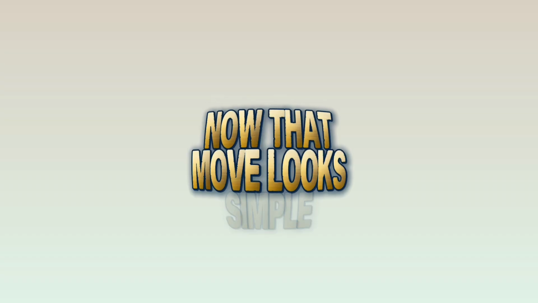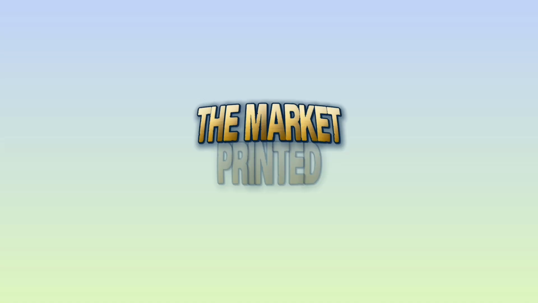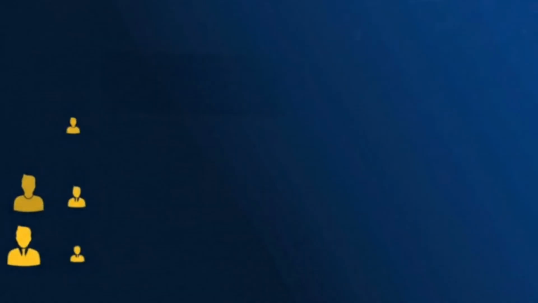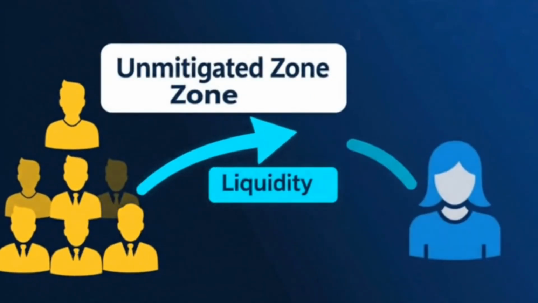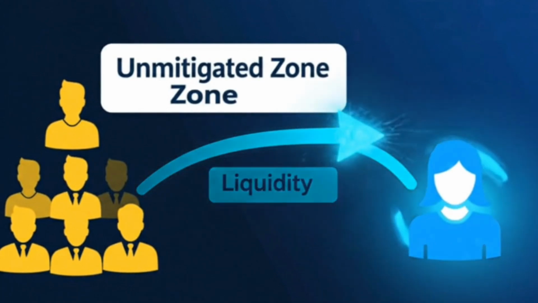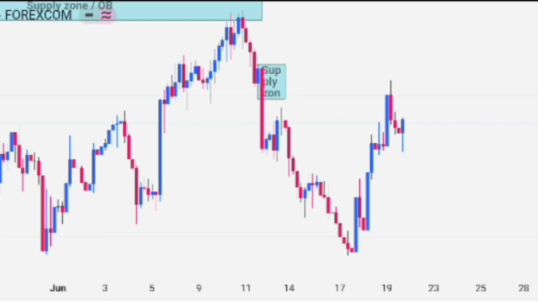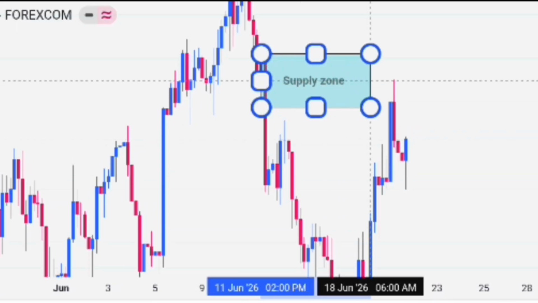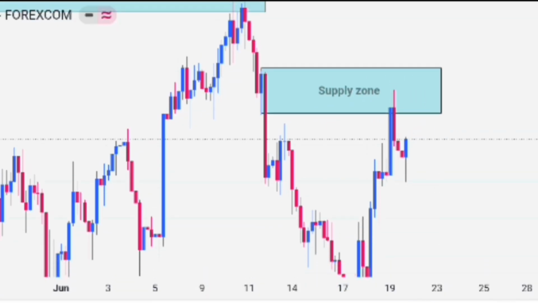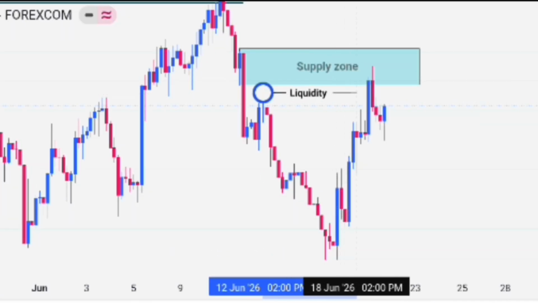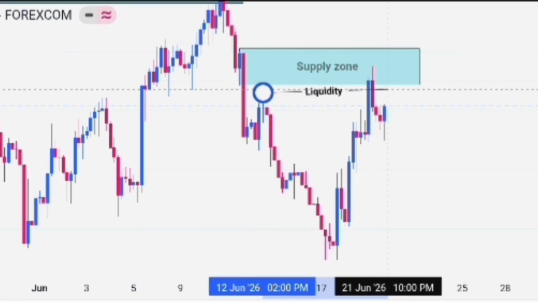Now that move looks simple after the fact, but there is something very important you need to pay attention to, because just below the setup, the market printed another fresh supply zone. And this second example reveals something most traders completely overlook when using liquidity around unmitigated zones. Look at another supply zone just below the previous setup. Again, notice something interesting. We have a fresh supply zone that has not been mitigated, and just below it, we have another obvious high. The market is practically drawing attention to that high.